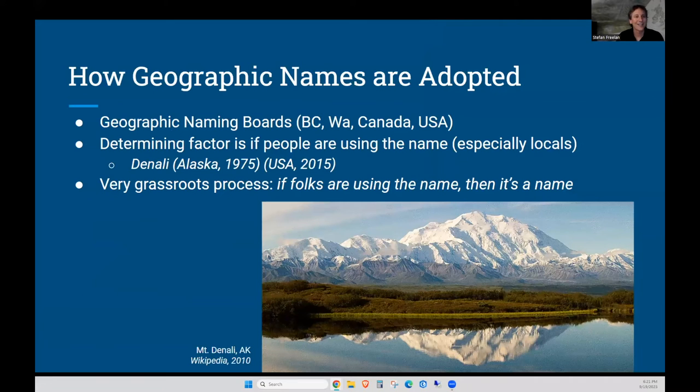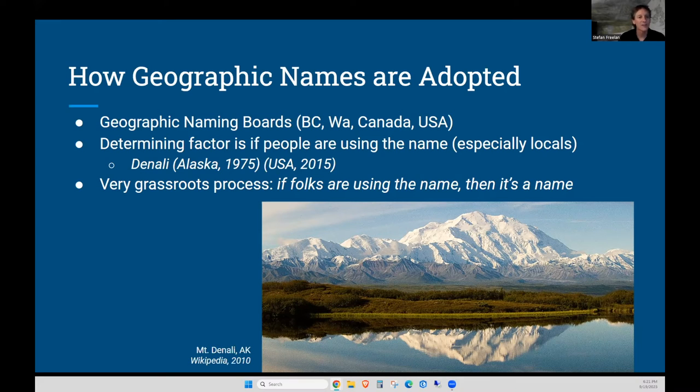Well, it turns out that there are geographic names and geographic naming boards. And so you have in BC and Washington and Canada and USA, you have these boards that sit down and they talk about what a name should be. And the process is amazingly democratic and grassroots. And it basically boils down to this. They look for evidence. And if people on the ground are using this word as a name, then it's a name, right? It's wonderful, we just look to the people.